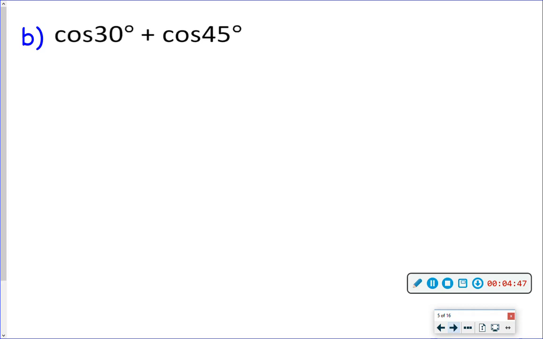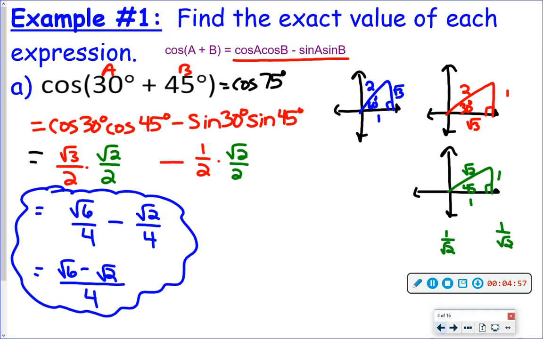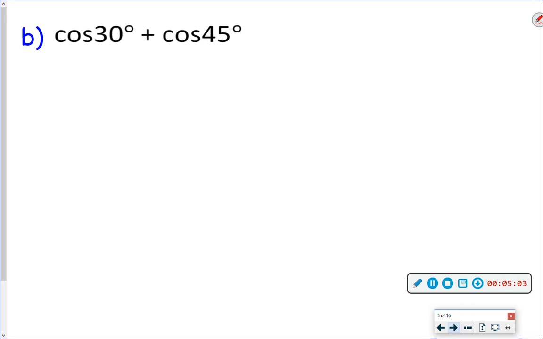Now, nice thing on this, cos of 30 plus cos of 45. So this is different than the last problem. Notice 30 and 45 are not in parentheses. So I'm literally going to flash it back and look at the red cosine 30-degree triangle, cosine adjacent over hypotenuse. That's going to be my root 3 over 2.